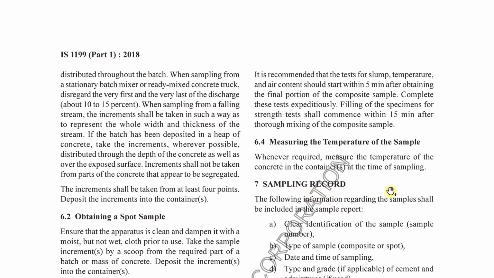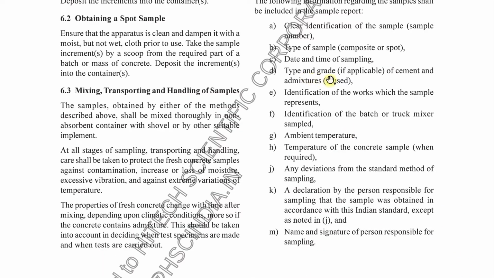So the sampling record for slump test should include the clear identification of the sample, that is sample number, the type of sample, whether it is composite or spot, date and time of sampling, type and grade of cement and admixtures, identification of the works which the sample represents, identification of the batch or truck mixer sampled, ambient temperature, temperature of the concrete sample, any deviations from the standard method of sampling, and a declaration by the person responsible for the sampling that the sample was obtained in accordance with this Indian standard, and name and signature of the person responsible for sampling. And this is the sampling record as per the IS 1199 Part 1.